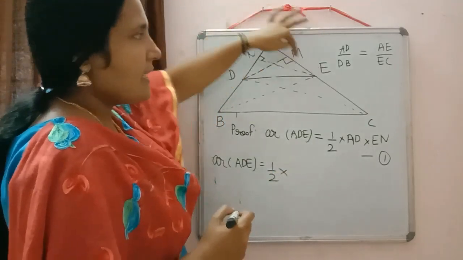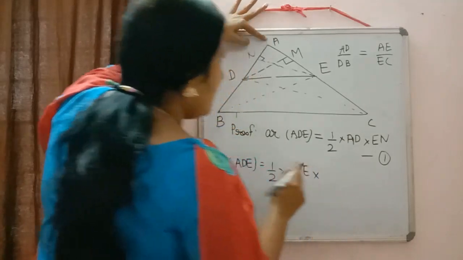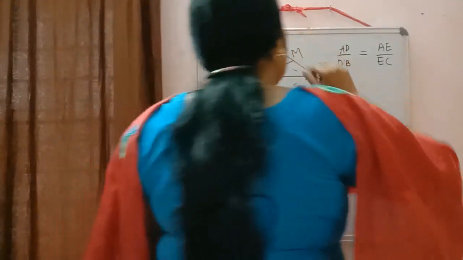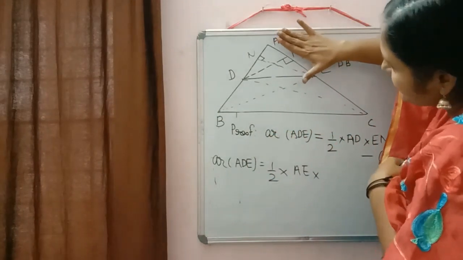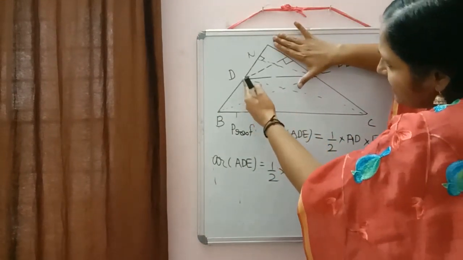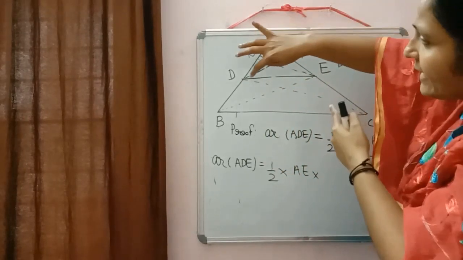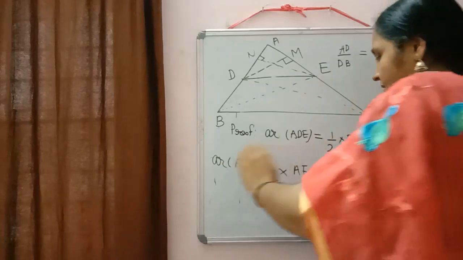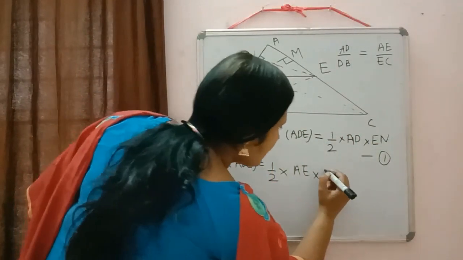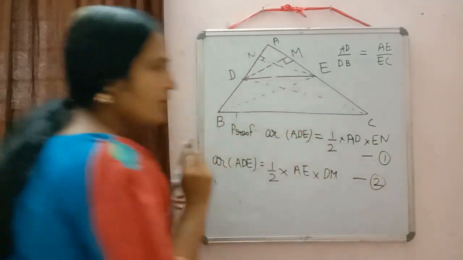This one also we can take as base there. So half into AE. Now if I am taking AE as the base, which line segment is perpendicular to AE? DM. So we will take DM as the height. So we will get half into AE into DM. Make it equation number 2.